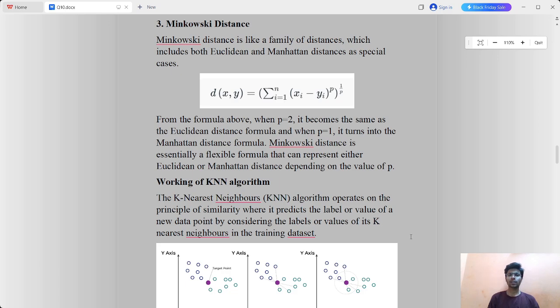Minkowski distance. This distance is a generalization of distances, which includes both Euclidean and Manhattan distance as special cases. From the formula above, when p equals 2, it becomes the same as the Euclidean distance formula. And when p equals 1, it turns into the Manhattan distance formula. Minkowski distance is essentially a flexible formula that can represent either Euclidean or Manhattan distance depending on the value of p.